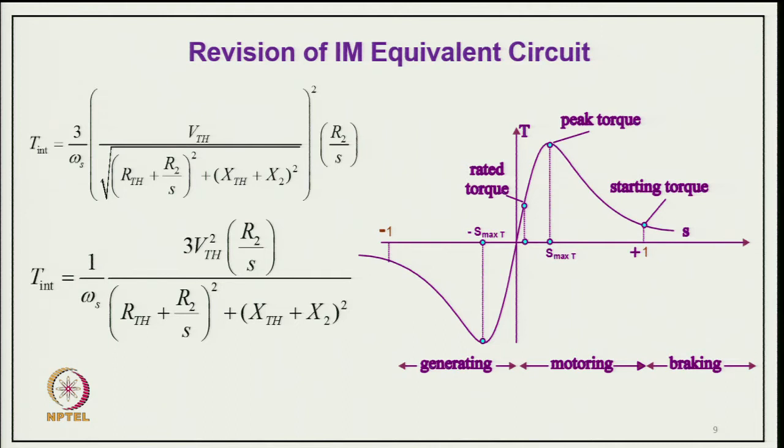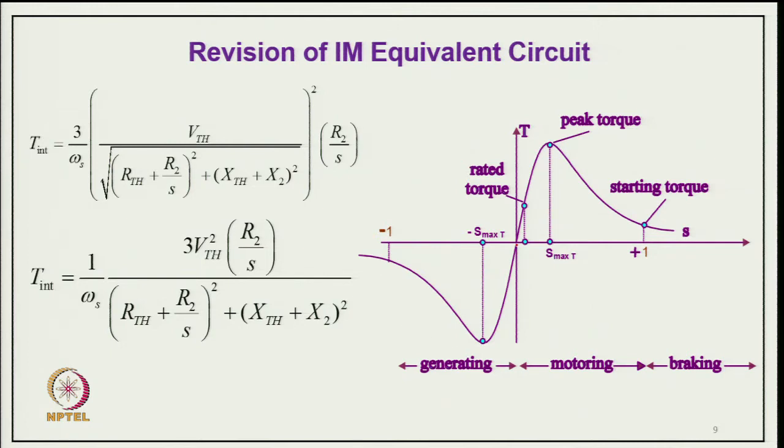here slip is 1, that is the starting, and this is the range for the braking. Slip more than 1 means the machine is rotating in the reverse direction, that is the braking, and then this is the unstable motoring, then of course it goes to starting, and that is the peak torque. We call it maximum torque, peak torque, breakdown torque, many names are there here, and this is the slip corresponding to maximum torque. Then this is again the rated torque and slip for rated torque, and then it is a generating region.